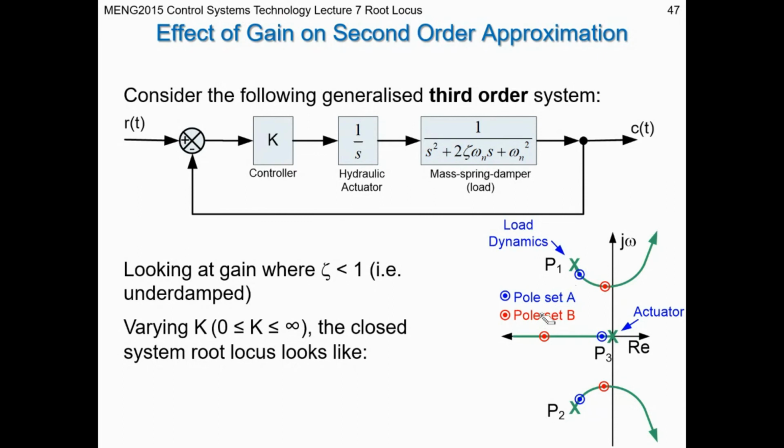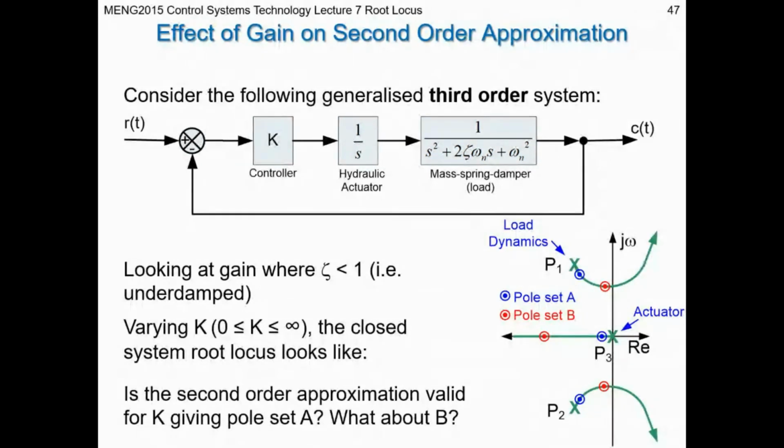So if we sort of fast forward, and we've now increased gain k to a point where we have pole set B. This complex conjugate pair of closed loop roots is moving along the loci towards the imaginary axis, but this real closed loop root is moving away from the imaginary axis along this locus as k increases. So is the second order approximation valid when we have a low value of gain?